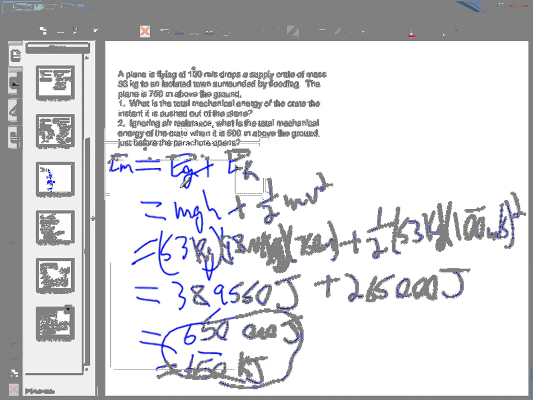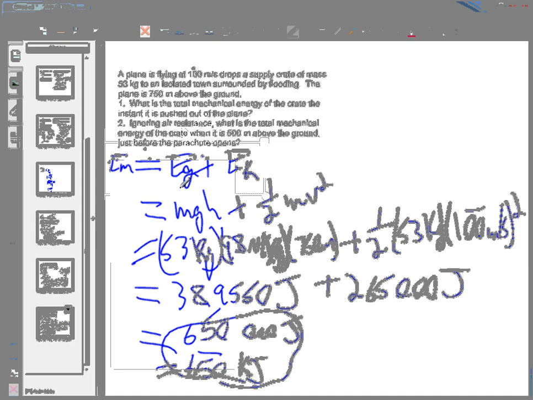Provided there's no friction, i.e. ignoring air resistance, it doesn't matter what height they tell you here, you don't need to calculate it because you know it's the same right when it's pushed out of the plane, all the way down to the point that it hits the ground, or in this case, the parachute opens, in which case you would not be able to ignore air resistance anymore. If it has a parachute hanging from it, obviously there would be a lot of friction that you wouldn't be able to ignore. But in this case, we're saying just before the parachute opens on the crate, and we're going to ignore the air resistance on the crate itself.